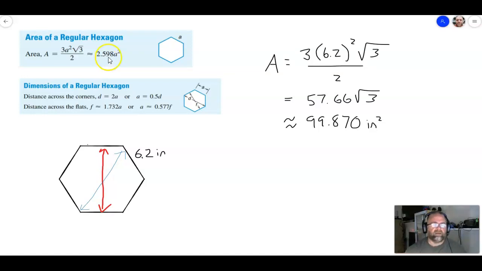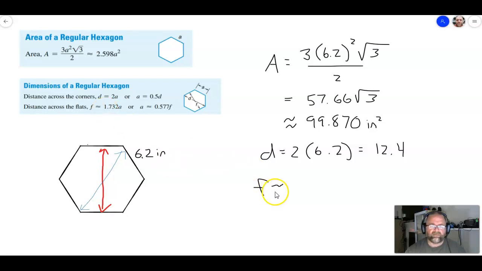All right. But now we need to find the flat and the diagonal. So the diagonal is just twice the side length there. So D is equal to 2 times A, which is 6.2. So that's just going to be equal to 12.4.